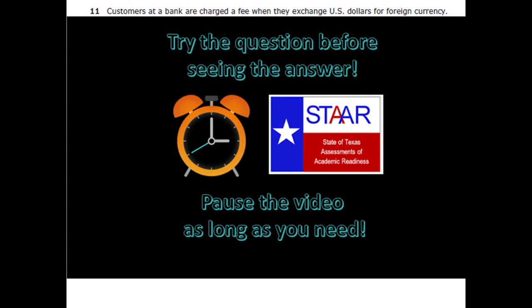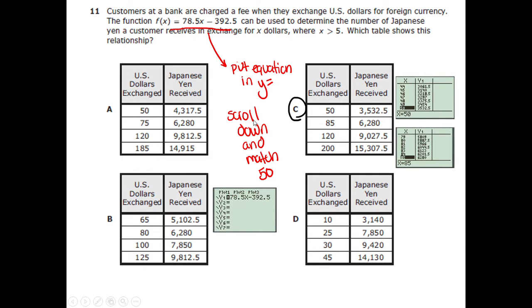All right, here comes the answer. If I put it in y equals, and I scroll down to match each one of these answer choices. To start off matching A, I would need to scroll down to 50. So here's what it looks like in y equals. I don't need to worry about this because all of these are bigger than 5 anyways. So only C matches up all of these points.